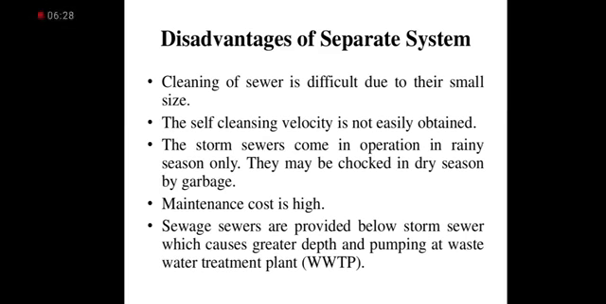These are the advantages. Then what are the disadvantages of a separate system? Cleaning of the sewer is difficult due to its small size. The self-cleaning velocity is not easily obtained because of its small diameter. The storm sewer comes into operation in the rainy season only, because a storm sewer means a rainwater pipeline. It is usable only 2 or 3 months in a year. It may be choked in the dry season by garbage. Maintenance cost is high, because when we go for maintenance, we have to maintain 2 pipelines.